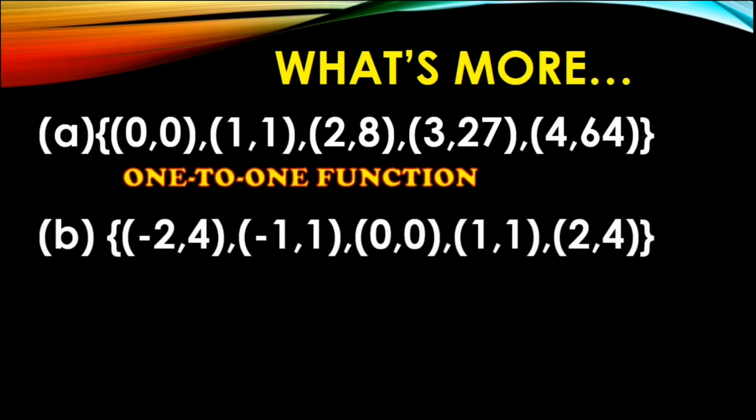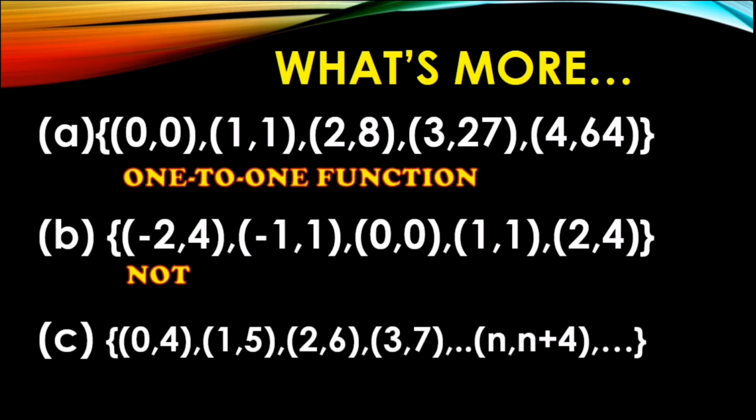Letter B, set of ordered pairs. We have here (-2, 4), (-1, 1), (0, 0), (1, 1), (2, 4). X values are -2, -1, 0, 1, 2. Y values are 4, 1, 0, 1, 4. So as you have seen there, we have repetitions on the Y values, which are 1 and 4. So letter B is not a one-to-one function.